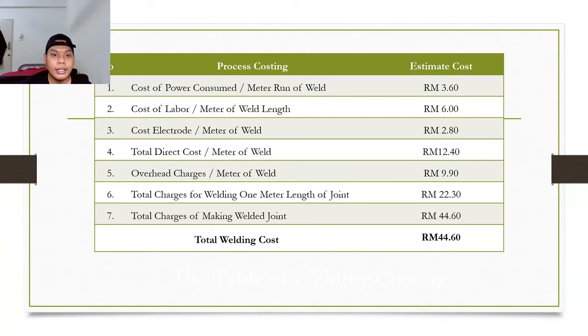And number five, overhead charge per meter of weld is RM9.90. And number six is total charge of welding one meter length of joint, RM22.30. And seven, total charge of making weld joint is RM44.60. Okay, now the total welding cost for our fence of futsal project is RM44.60.